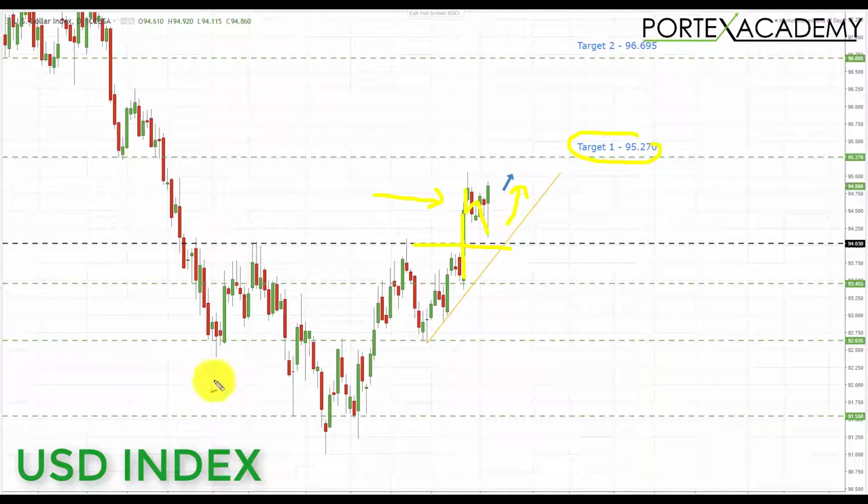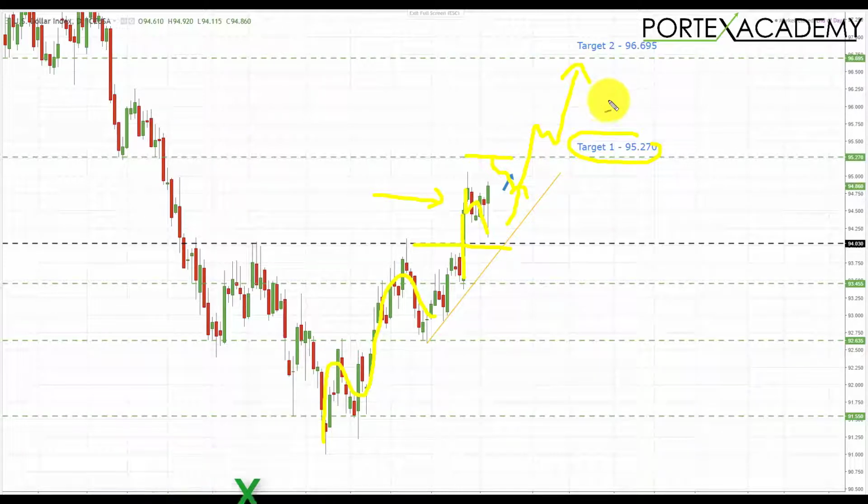So what that means is we go into next week looking for further advances in the dollar index and a completion of the target of 95.270. Now, when we hit this target, we could get a bit of a pullback as people start to take profits and maybe some shorts come into the market. However, we are ultimately looking for a continuation of the major trend to the upside, with a correction before a move up to the next major area of resistance in the dollar index at 96.695.